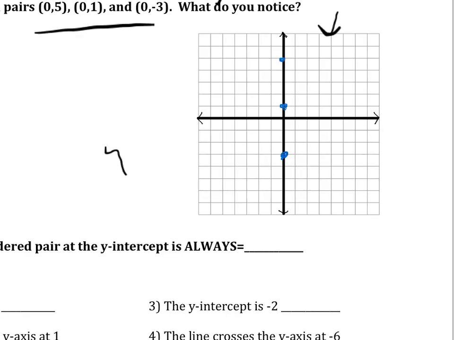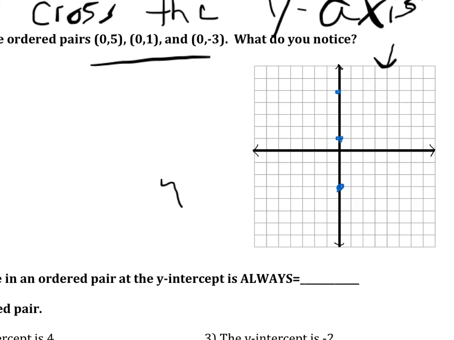Okay, you should have yours graphed. I have my 3 points graphed. So when I look at this, I notice that all of these 3 points are all on the y-axis. Okay, now let's look at these points. What do we notice about these 3 points?